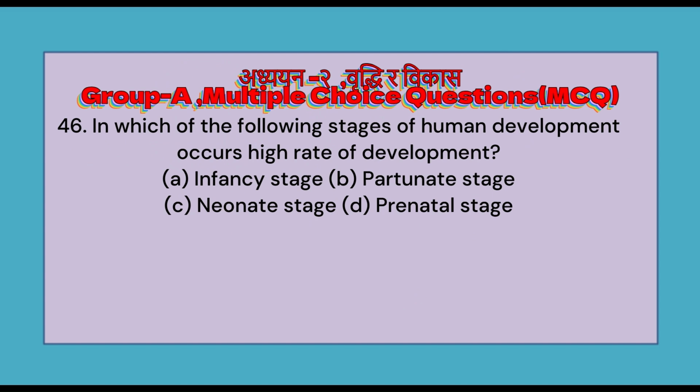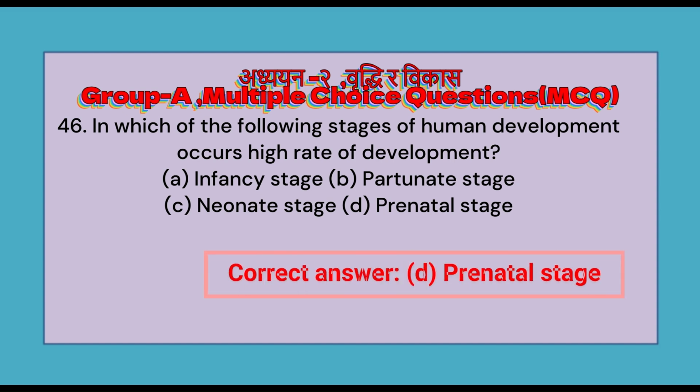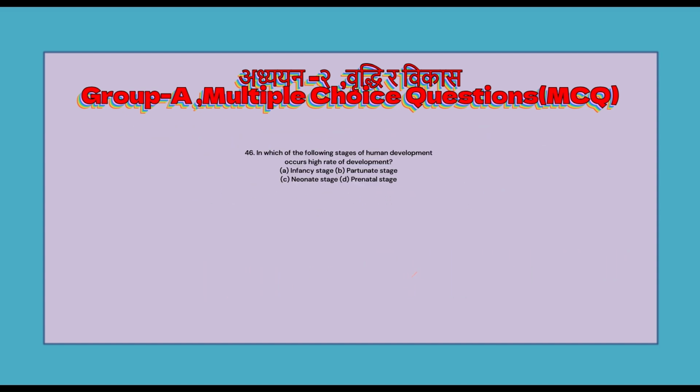46. In which of the following stages of human development occurs high rate of development? A. Infancy stage. B. Partunate stage. C. Neonate stage. D. Prenatal stage. Correct answer: D. Prenatal stage.